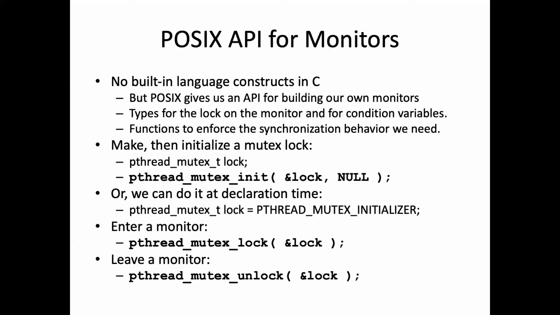Whenever you want to enter the monitor, you call pthread_mutex_lock, and then you pass the address of that lock variable. So if your monitor was a bunch of functions in C, you'd probably do this on the first line of every one of those functions. And then when you leave the monitor, pthread_mutex_unlock, and you pass it the same address of the lock variable. So if you thought of your monitor as a bunch of functions, whenever you left one of those functions, you'd want to make sure you called this to give up the lock on the monitor. I'll mention that's an easy place to make mistakes.